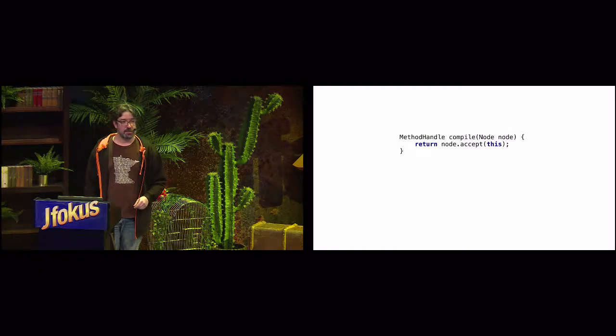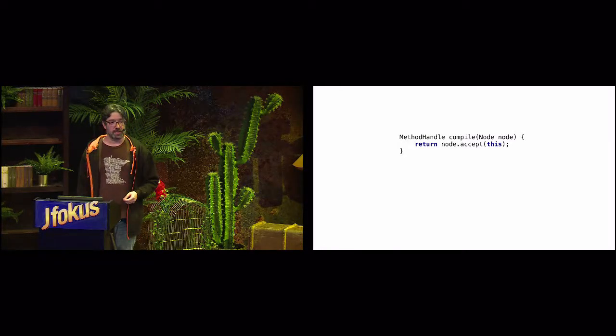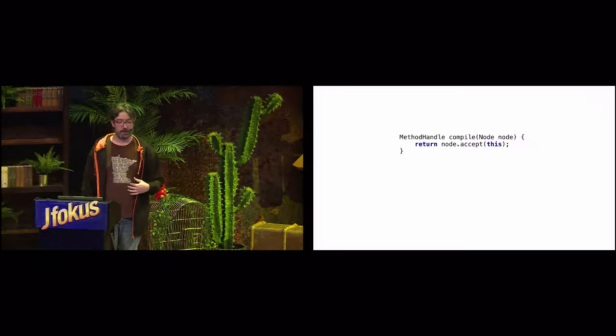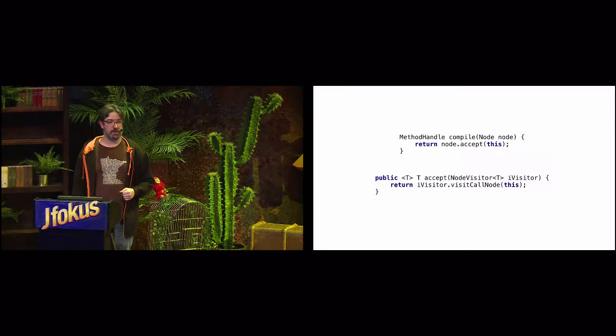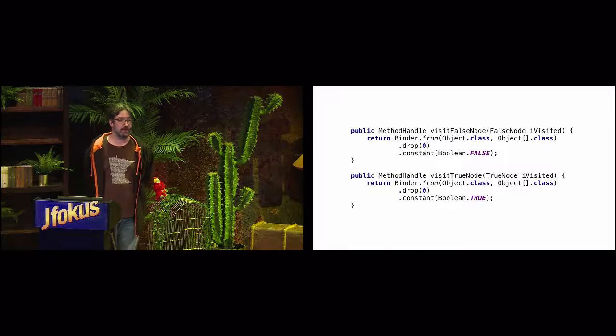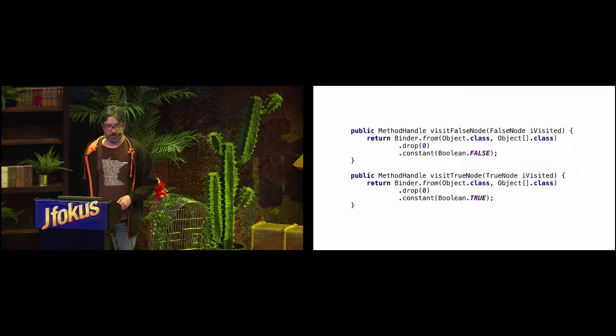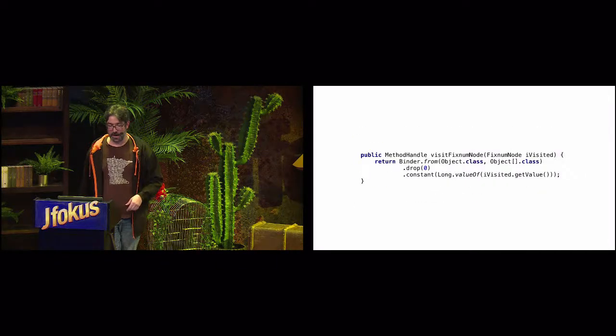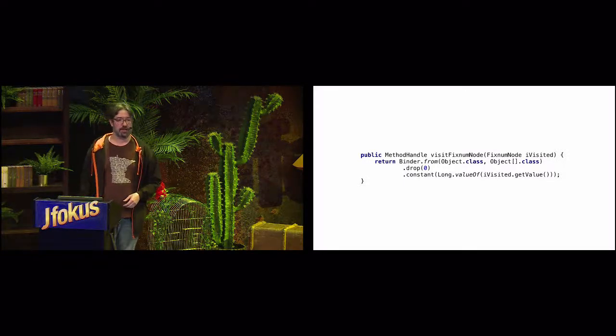The visitor pattern, everybody should be pretty familiar with this. For each node that we encounter, we're going to tell that node to call us back. That node will call the appropriate method, and then we'll build the handles for it. Two examples of constant values, constant keywords in the Ruby language. So if we have a false in our Ruby code, we're going to insert the Boolean false object here. If we have a true, we insert a Boolean true. If we have a particular numeric value, in Ruby, a Fixnum is essentially a 64-bit long. So we're just going to insert a long object here into our chain of method handles.